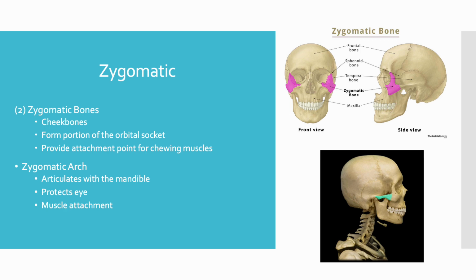The mandible meets the zygomatic arch at the temporal bone. If you look in this bottom picture, it's the green. This protects the eye and also gives another point for muscle attachment. The chewing muscles are very large and have a very big job, so they attach in many different places.